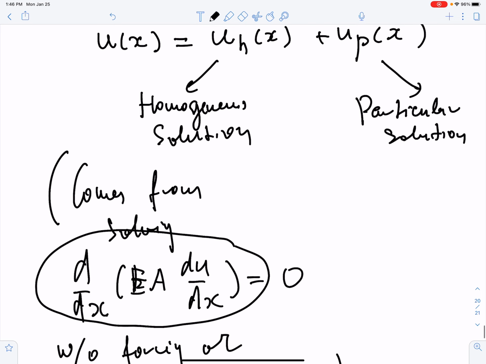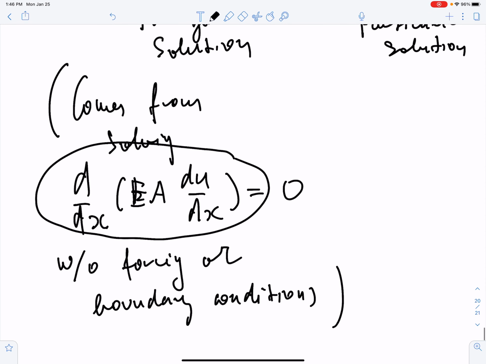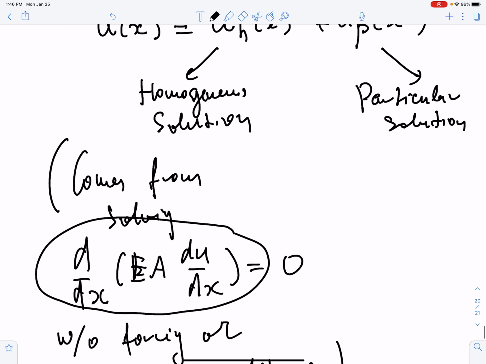Okay, and then particular solution. And so basically what you do is you derive this once and for all. As you can see, it's independent of what forces you apply, what boundary conditions you apply. So that piece is always going to be there. And then you have a particular solution, and this is a little bit of an art.